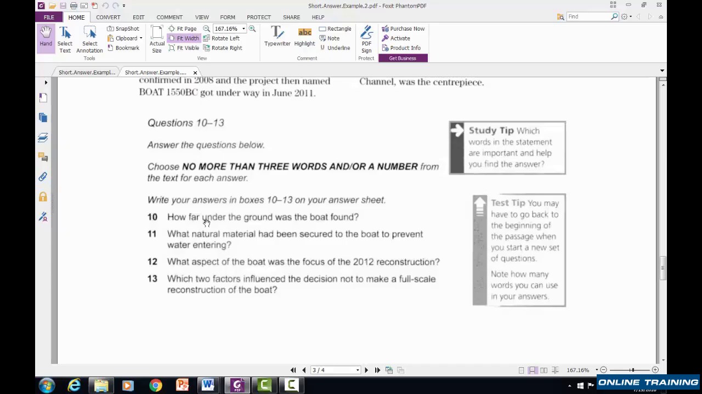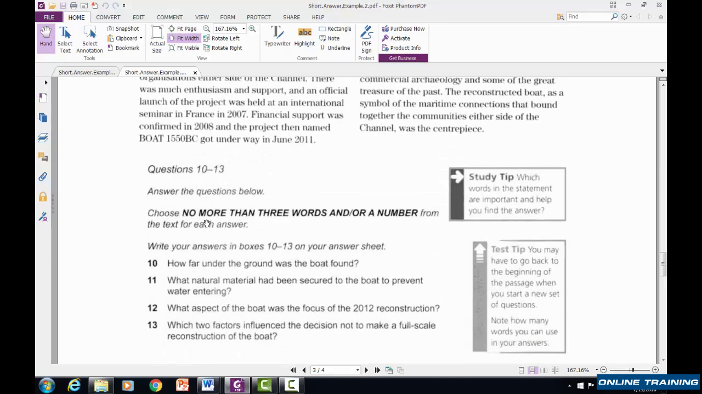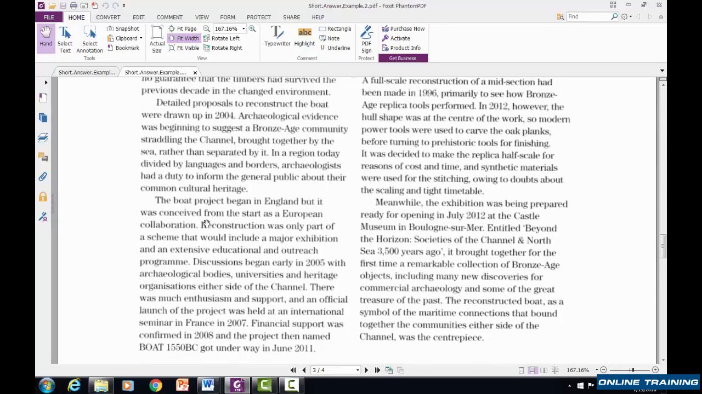All right, now, number 10. How far under the ground was the boat found? Keywords are under the ground. I guess I should have pointed this out to you. For number 10, what would have been the easiest thing to do is we know we're looking for a number, because it says how far under the ground. So we know we're looking for a measurement. So number 10 was actually pretty easy to do properly.